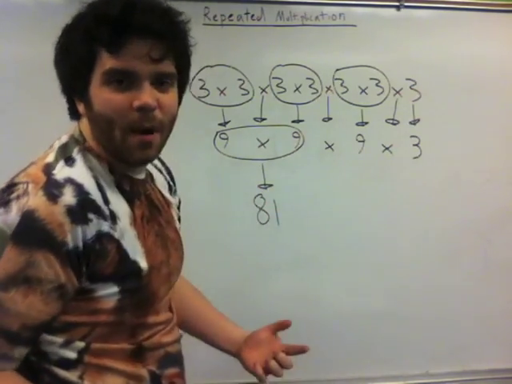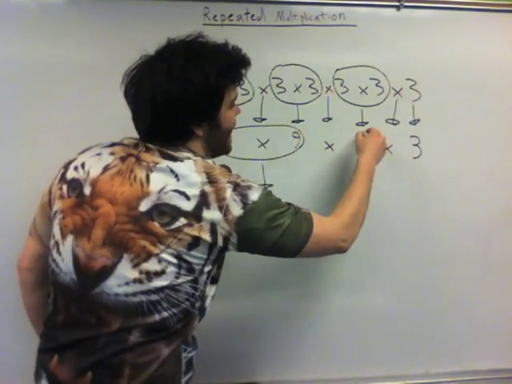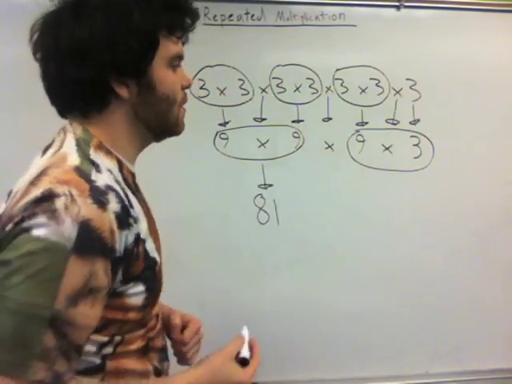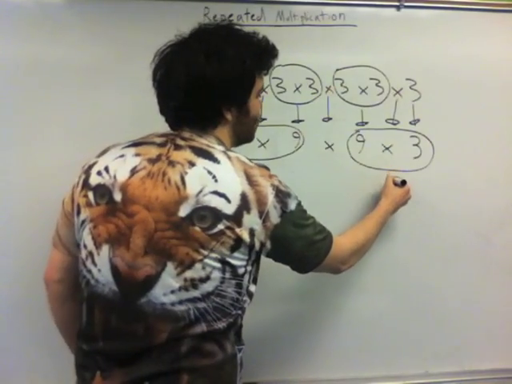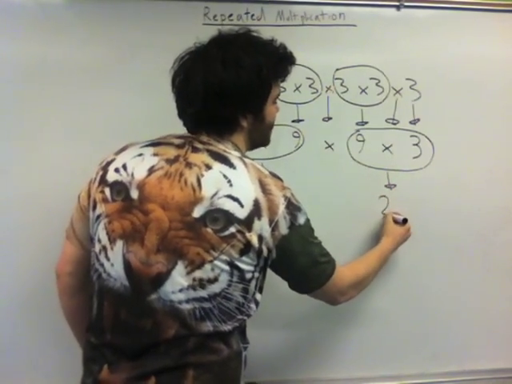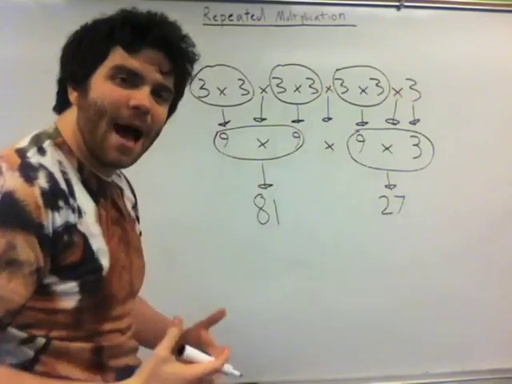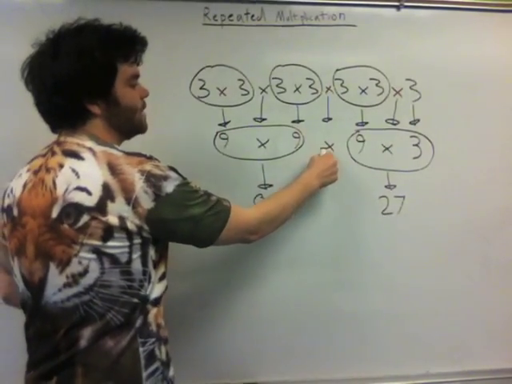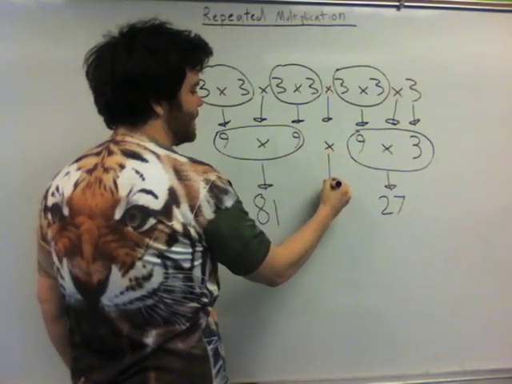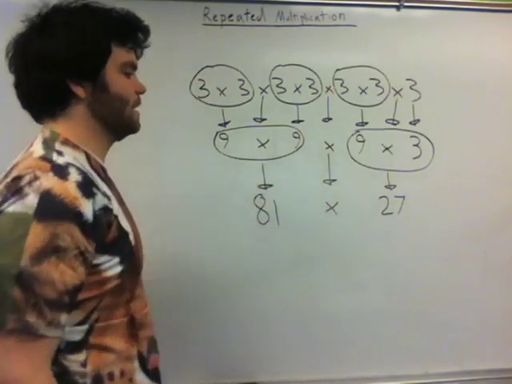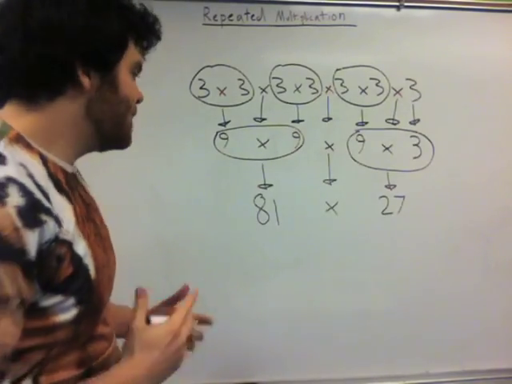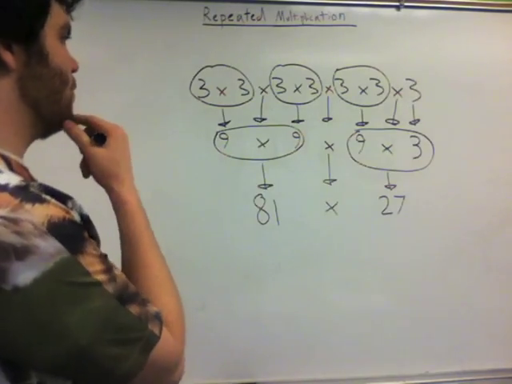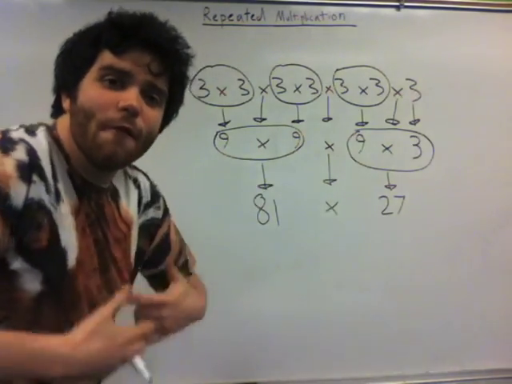And what's our only other possible group? Well, it's over here. It's 9 times 3. Well, 9 times 3 is 27. And again, these are just basic math facts, right? Basic one-digit multiplication. And oh, we got a multiplication symbol in the center, so we got to drop that down as well. So now we're faced with a bit of a harder problem. 81 times 27.